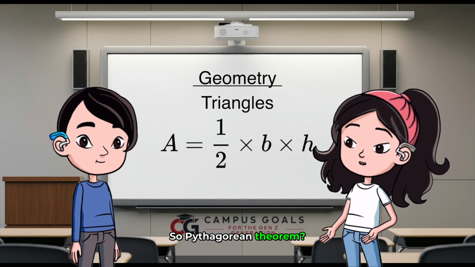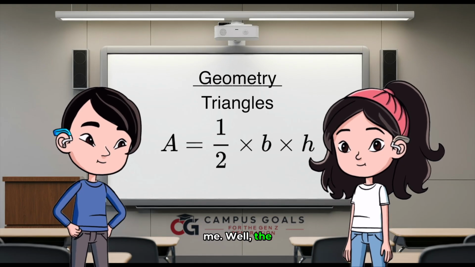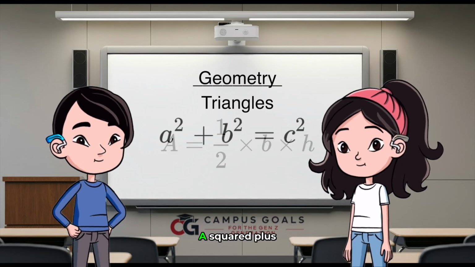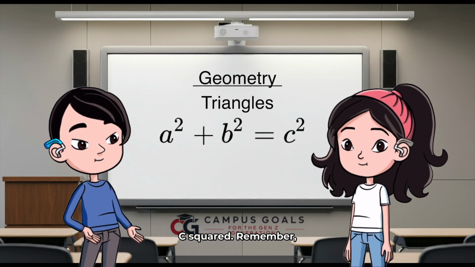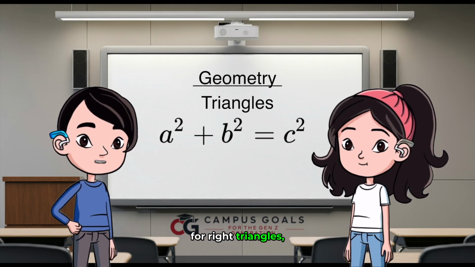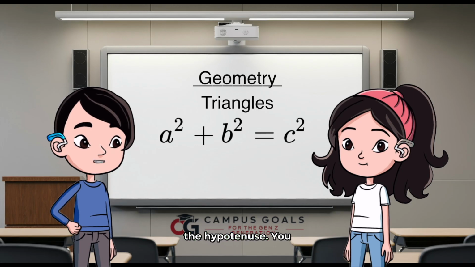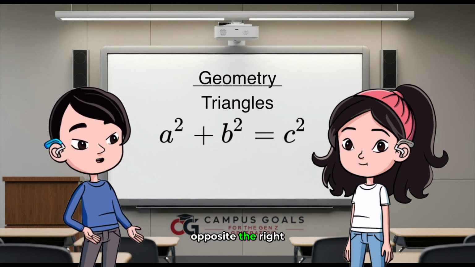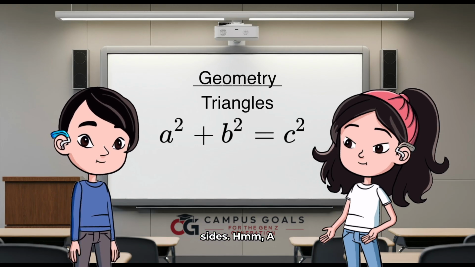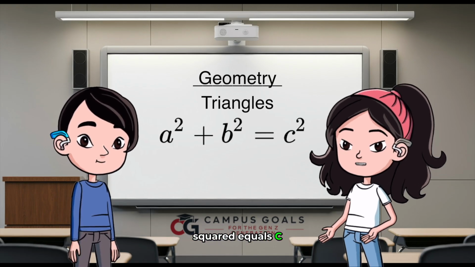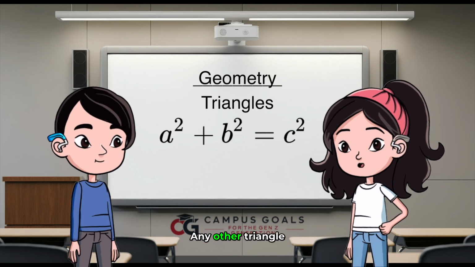So, Pythagorean theorem? Lay it on me. Well, the Pythagorean theorem is a squared plus b squared equals c squared. Remember, this only works for right triangles, where c is the hypotenuse, the side opposite the right angle. Huge deal for finding missing sides. a squared plus b squared equals c squared. Got it? Any other triangle tricks?